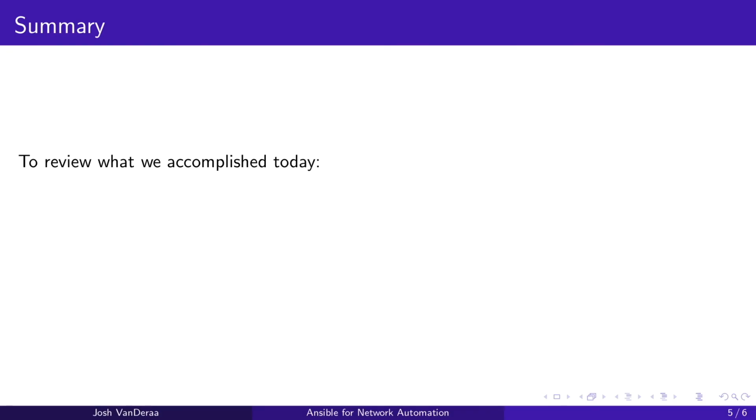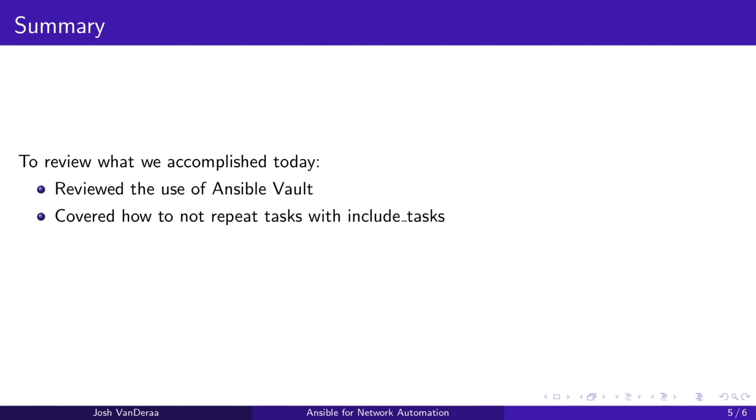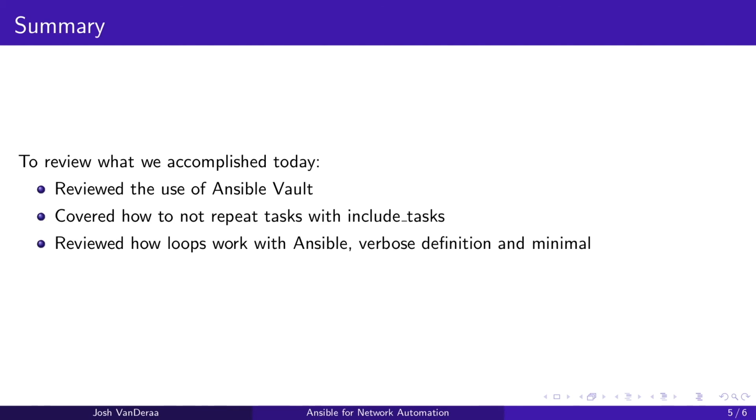So reviewing what we've looked at today, we've taken a look at the use of Ansible Vault, how you can create credentials and store them securely without having to put passwords in clear text, not a good practice in general. We covered how to not repeat your tasks using include_tasks. And then we reviewed how loops work with Ansible, both their very verbose methodology and their minimal required pieces.